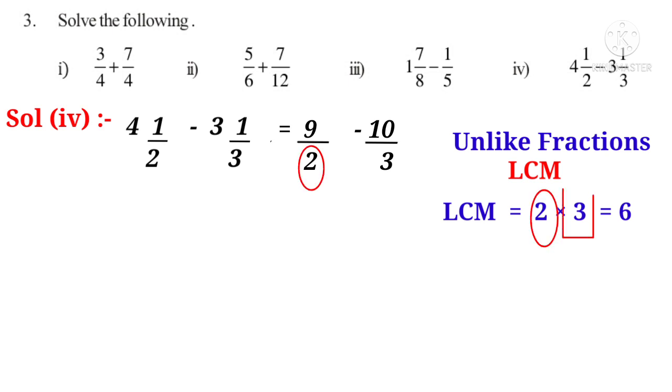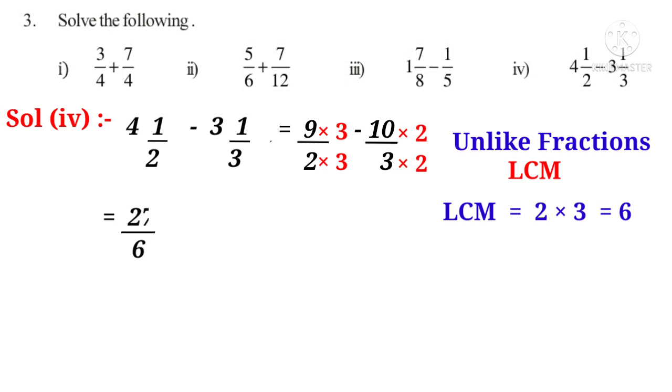Here observe the denominator of the first fraction is 2, so multiply both numerator and denominator by 3. Observe the denominator of the second fraction is 3, so multiply both numerator and denominator by 2. Then we get 9 into 3 is 27 by 2 into 3 is 6, minus 10 into 2 is 20 by 3 into 2 is 6. Now it is converted into like fractions.